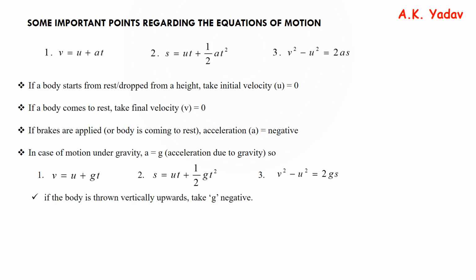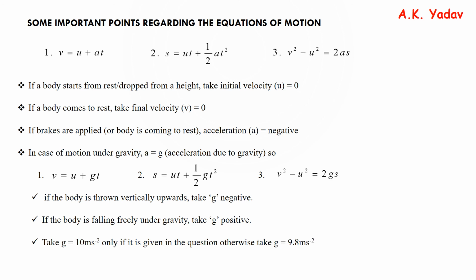Now if the body is thrown vertically upwards, take g as negative. If the body is falling freely under gravity, take g as positive. Take g equal to 10 meter per second square only if it is given in the question. Otherwise, take g equal to 9.8 meter per second square.